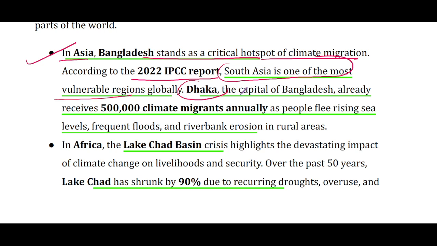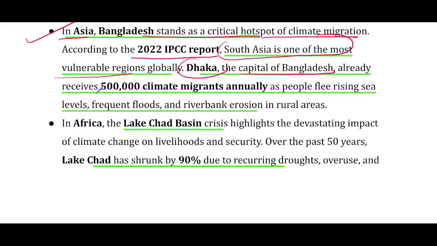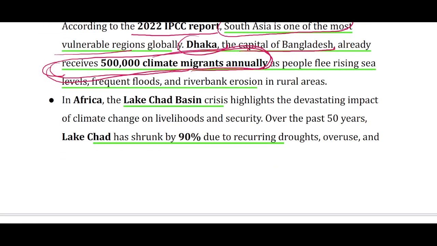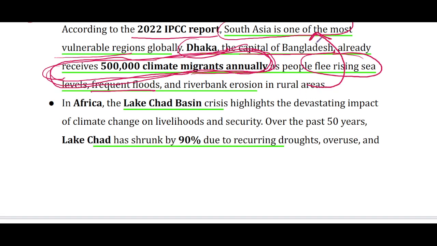And Dhaka, the capital of Bangladesh, already receives 500,000 climate migrants annually, because Bangladesh is situated near the coast. Because of climate change and the subsequent rising sea level and frequent floods, many people are fleeing their homeland. Many people of Southeast Asia are fleeing their coastal areas to take refuge in Dhaka.